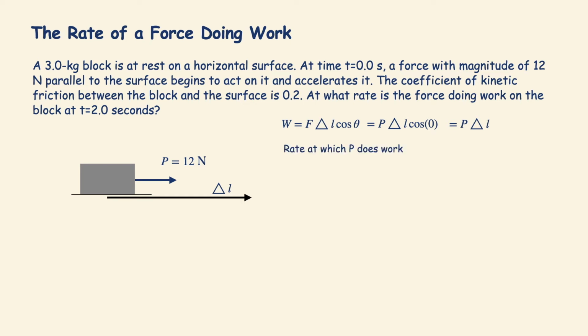The question is, what is the rate at which the force P does work? In other words, the question is asking for the power of that force at the time equal to 2 seconds. Let's start with the formula for the average power. The average power is always equal to the work done by that force divided by the time it took. So let's mark that time as delta T.